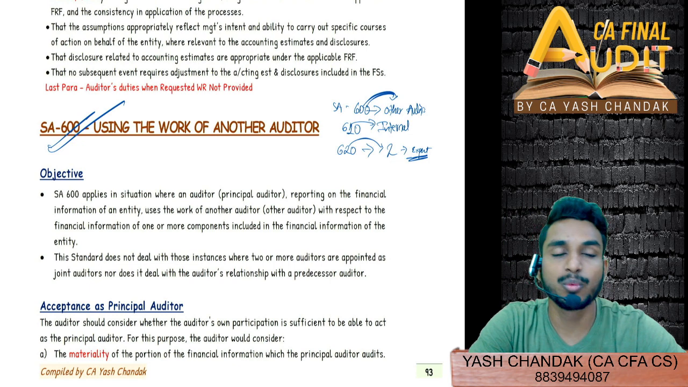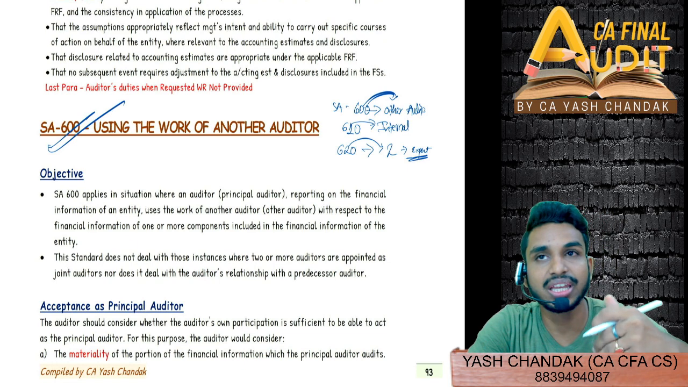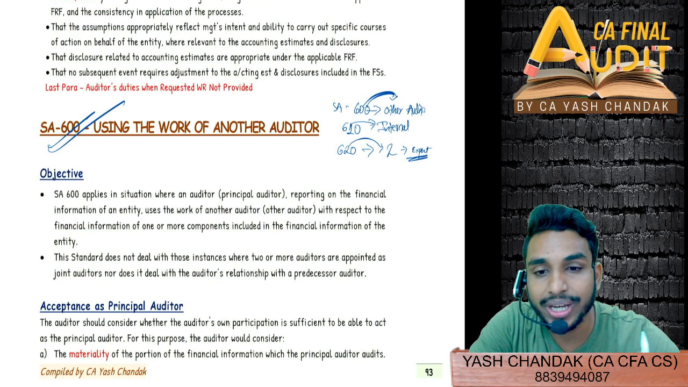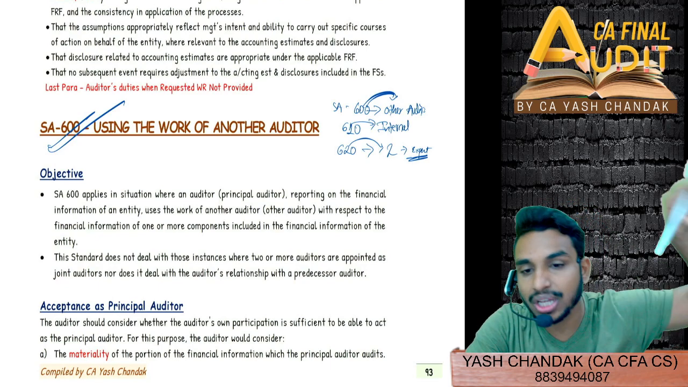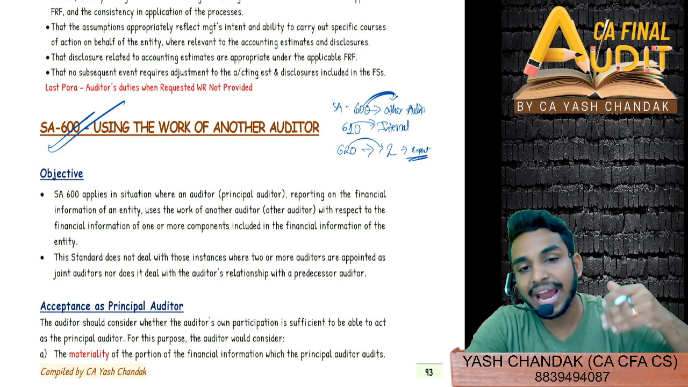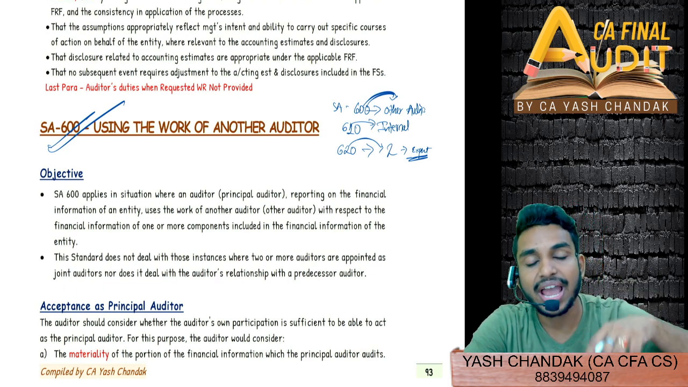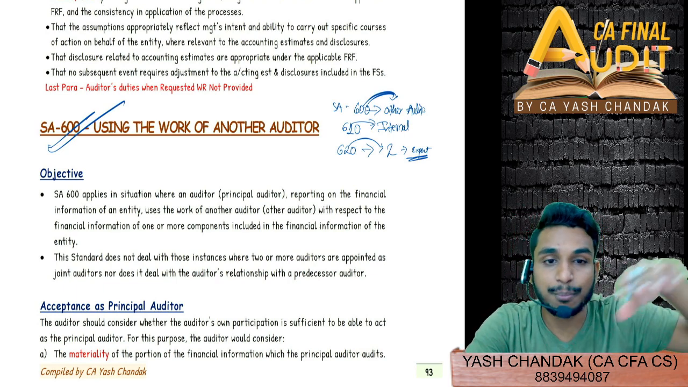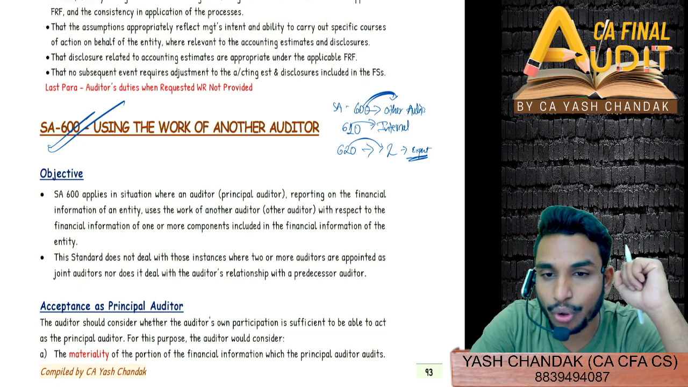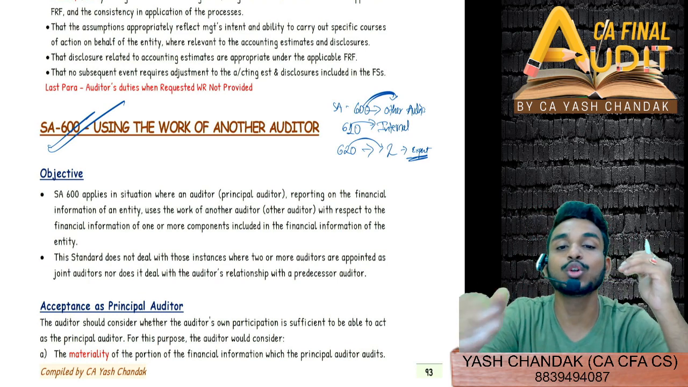Generally, this will arise in a situation where an entity has components, right? And the components' auditor, that means the auditor for all or any of the components of the entity, is different from the entity's auditor as a whole. So if I am the auditor of the entity and you all are auditors of my components, you will be called component auditors. I will be called the principal auditor. And generally SA 600 will be applicable because I will have to use your work, right?